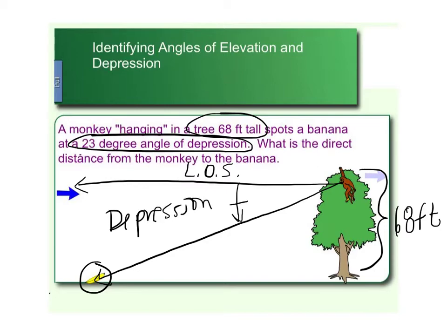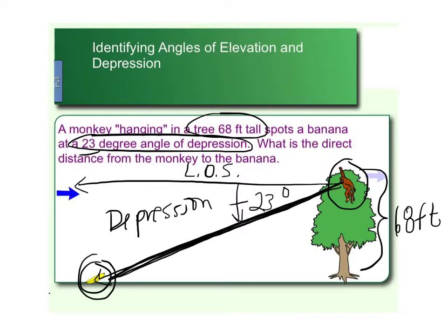They tell us in the problem that the angle of depression is 23 degrees. Now they're asking you, what is the direct distance from the monkey to the banana? So they want us to find the direct distance from this monkey to this banana. So you have to remember, what is this called? Well, you know that is your hypotenuse.